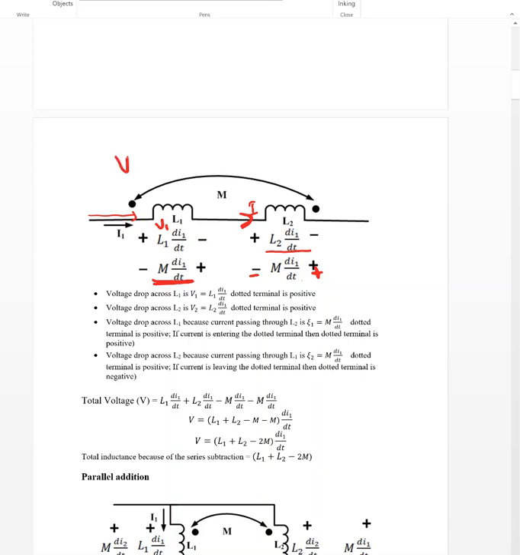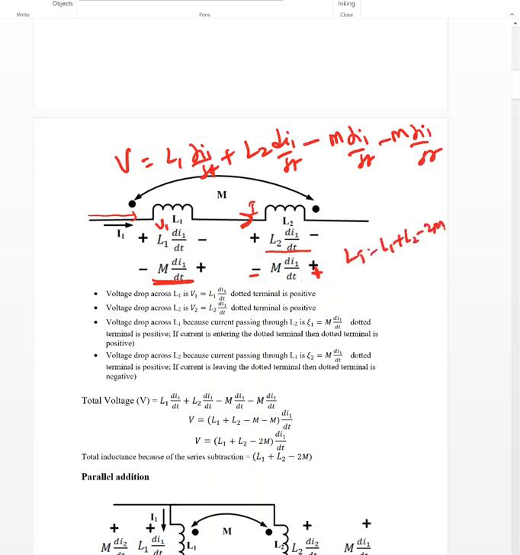So what will be the total voltage here? V equals L1 di1 by dt plus L2 di1 by dt minus M times di1 by dt minus M times di1 by dt. So the total inductance is L total equals L1 plus L2 minus 2M. If the dots are on opposite sides, what does the dot indicate? The dot indicates the orientation of the coil. So probably this coil is turned like this and the other is in the opposite direction, one going clockwise and the other anti-clockwise.